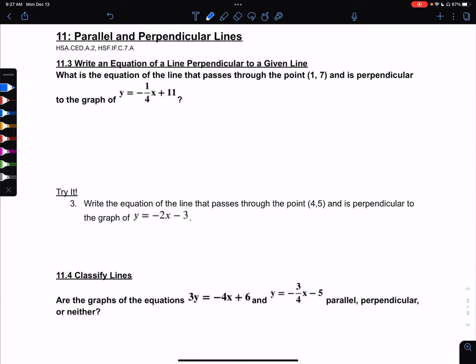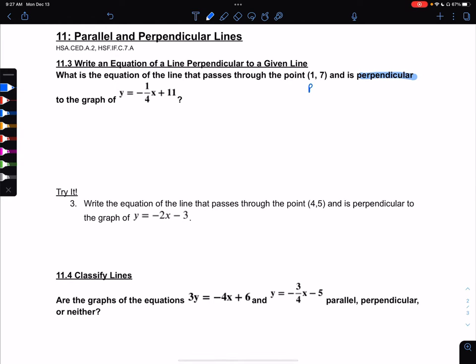Here we're going to look at topic 11, section example 3. Write an equation of a line perpendicular to a given line. What is the equation of the line that passes through the point (1, 7) and is perpendicular to the graph of y equals negative 1/4 x plus 1?